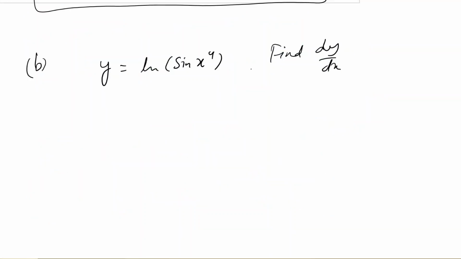If y is equal to ln of sine x raised to the power 4, find dy over dx. In this case, taking the derivative on both sides, dy over dx is the derivative of ln of sine x raised to the power 4. First, the derivative of ln is 1 over whatever the expression is inside the log.